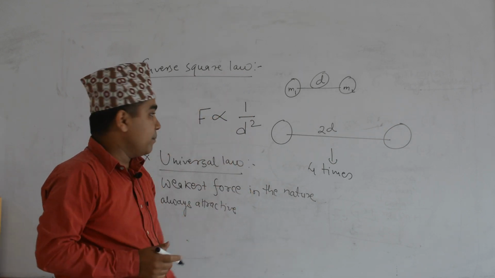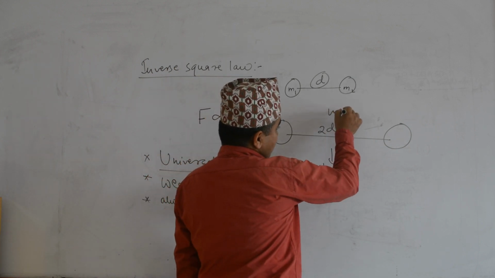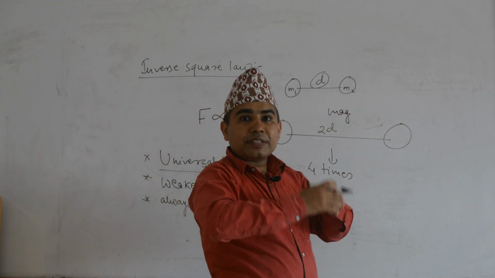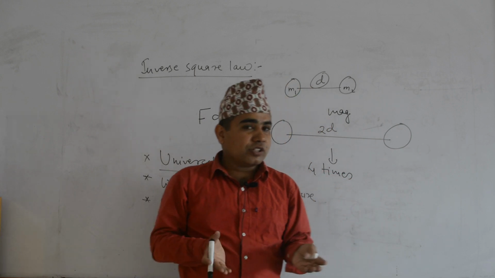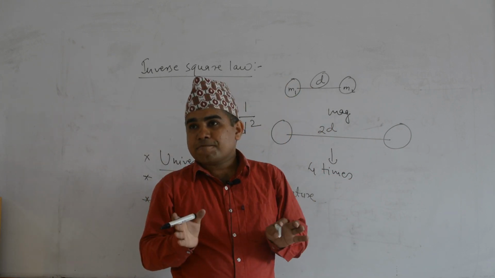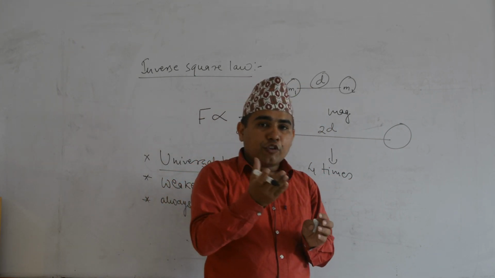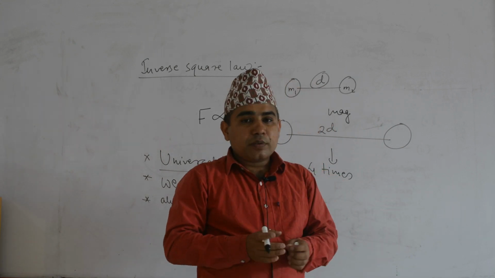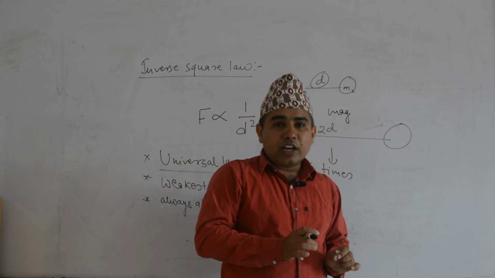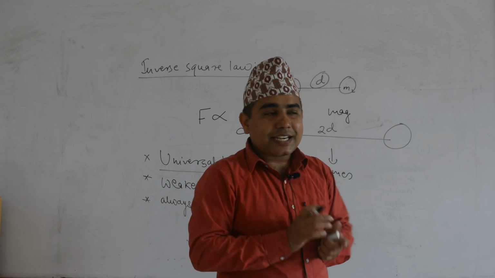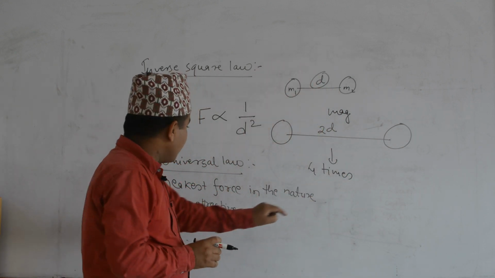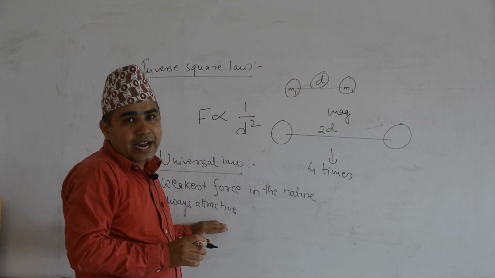Another very simple example we can give is magnetic force. Magnetic force is sometimes attractive, sometimes repulsive. If the poles are similar, magnetic force is repulsive. If the poles are dissimilar, the magnetic force is attractive. Unlike that magnetic force, gravitational force is always attractive.